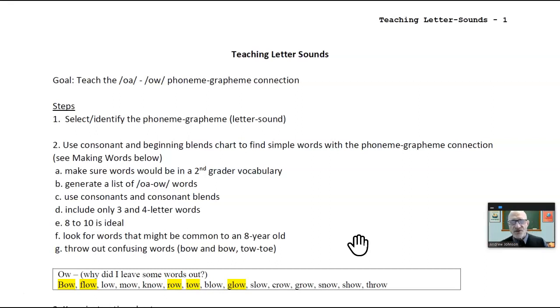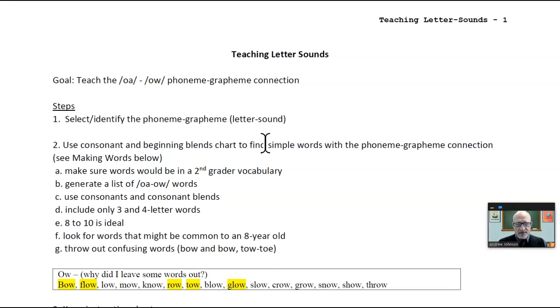So, the goal is to teach the long O and OW phoneme-grapheme connection. The long O phoneme, that's the sound, O, and the grapheme is the letter or letters that represent that sound. So I am trying to teach that letter-sound connection. I guess that's a fancy way. This is one of the academic standards from a second grade reading curriculum. It's one of the Minnesota state standards for second grade.